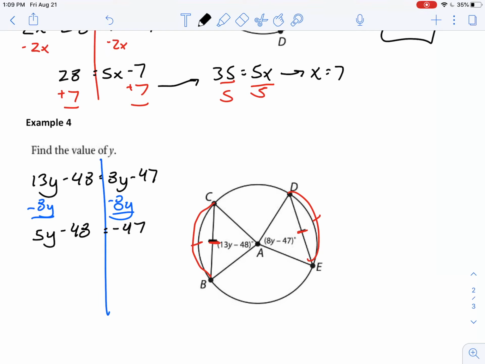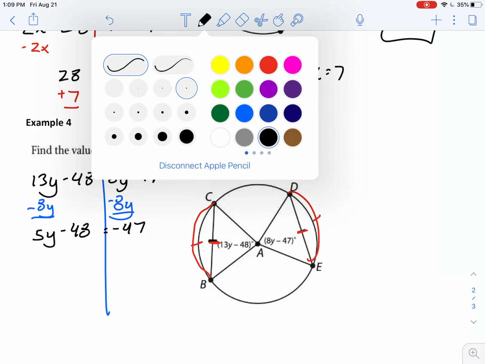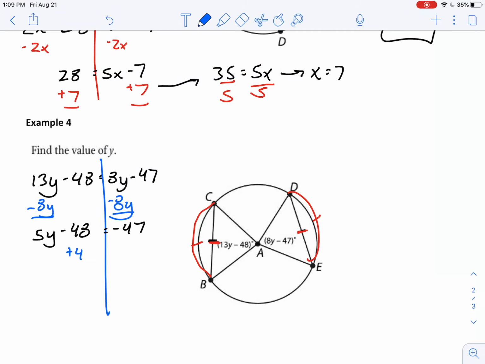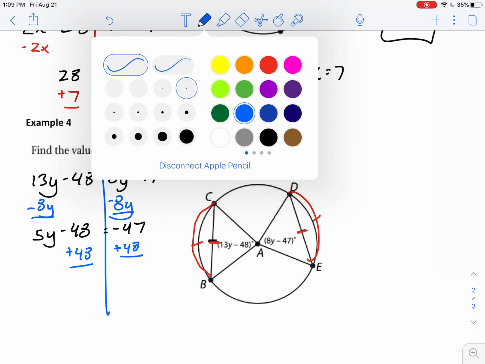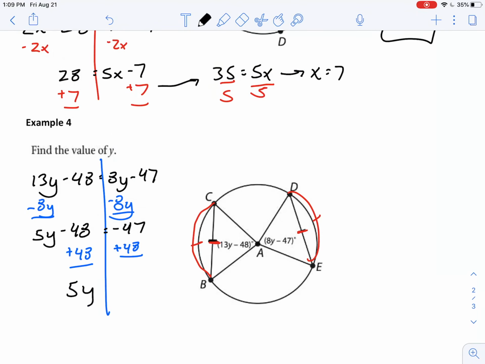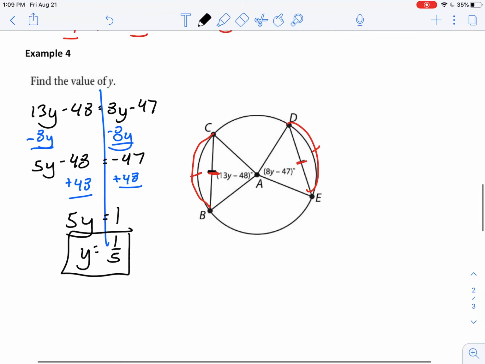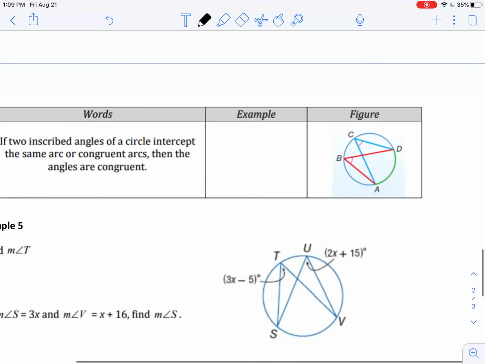That's weird. Did I write something down wrong? No. So what am I going to do here? I'm going to add 48. Kind of a weird answer. So I get 5y equals 1, so y equals 1/5. We're just used to seeing whole numbers in these types of problems, but this one doesn't have that.